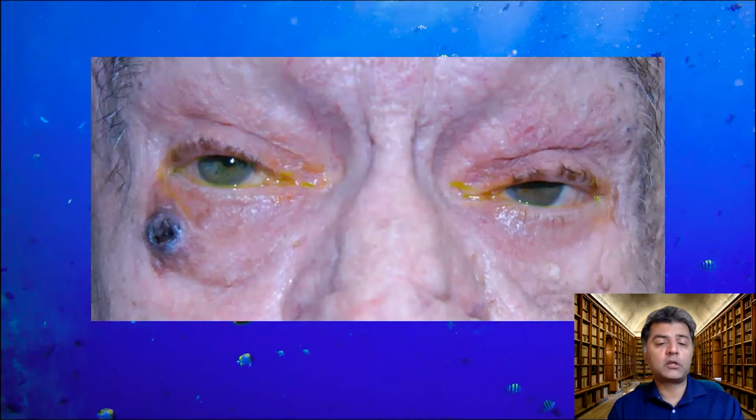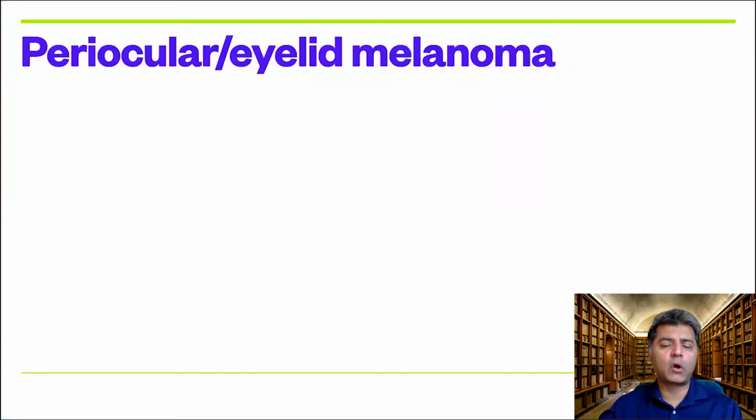Whenever you see a patient with a dark pigmented lesion around the eyelid, there are various differentials you have to think of. And what I'm going to do here is talk to you about periocular and eyelid melanoma. So first of all, the etiology of this tumor. Let's go back a bit here.